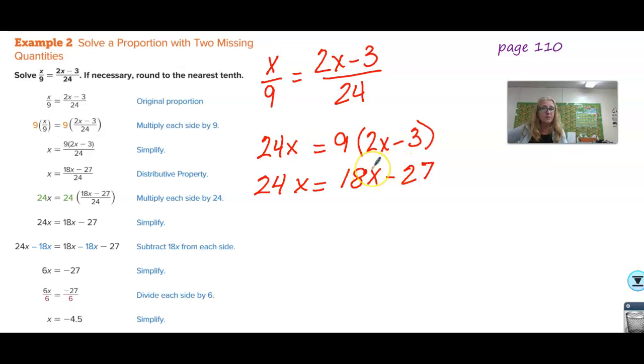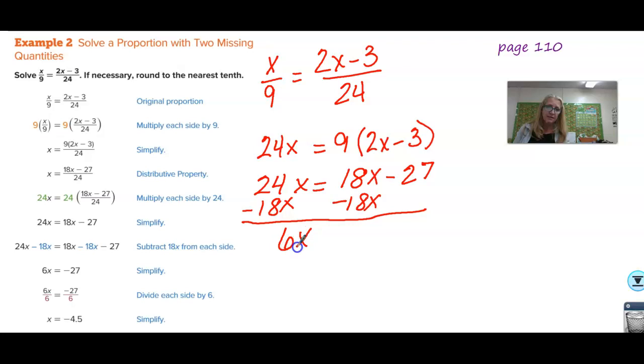Now we need to get all of our variables on one side. We normally will go after the smaller variable, and 18 is smaller than 24. So subtract 18x from both sides. That gives me 6x equals negative 27. Now, 27 doesn't divide evenly by 6, and they're giving the answer in decimal format. I'm not a huge fan of decimals. I prefer fractions, but whatever, okay? So we get x is equal to negative 4.5.